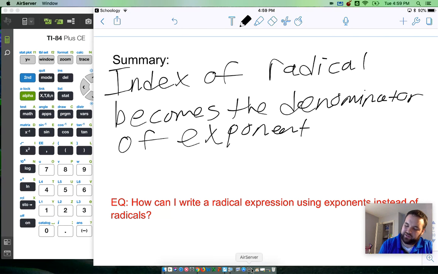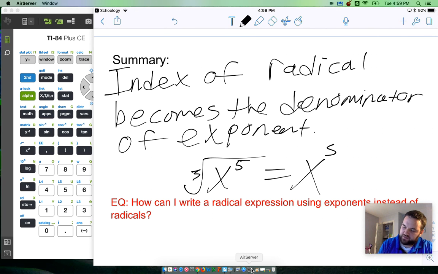Again, I like to just give an example to go with that because that's a lot of mathy words, and if you just read that summary out of nowhere, try and explain it to someone, that might not make a whole lot of sense. So let's do the third root of x to the 5th power. We know we can rewrite that now as x to the 5/3 power. And that's basically what today's lesson comes down to.